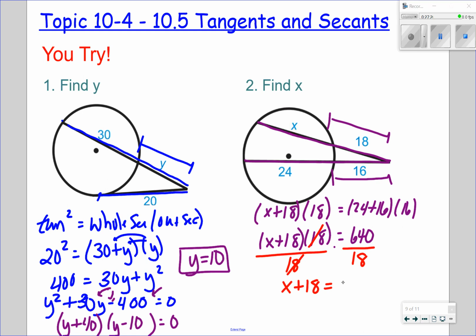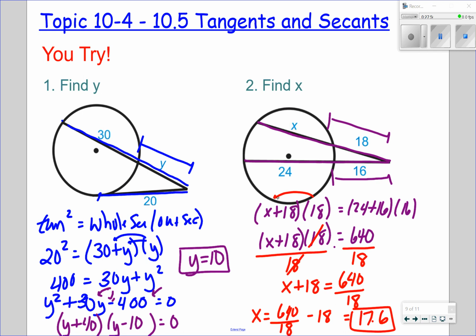640 over 18. Now we can go ahead and just leave this as a fraction, and then we're going to end up subtracting the 18. So x would be 640 over 18 minus this 18. You could put all that into your calculator. Rounding to the nearest tenth, you get about 17.6. And if you didn't like this method, you can always just go ahead and distribute when you go up to this top part here. Either way is fine.